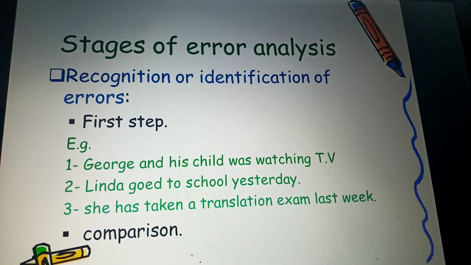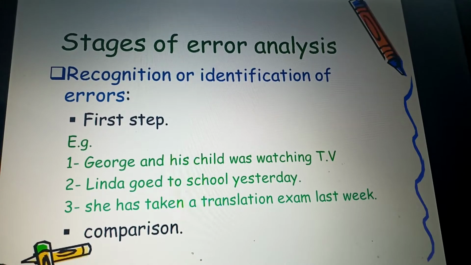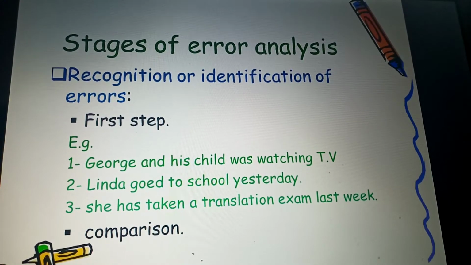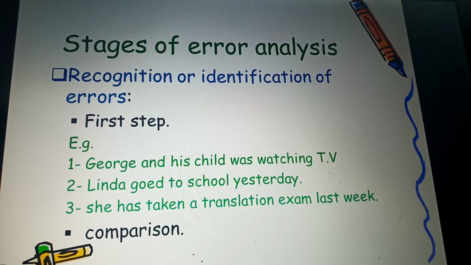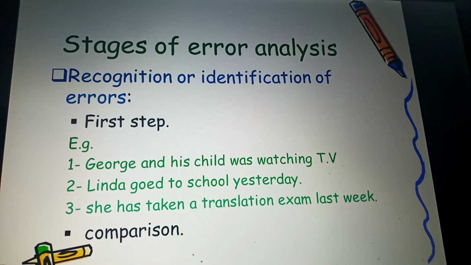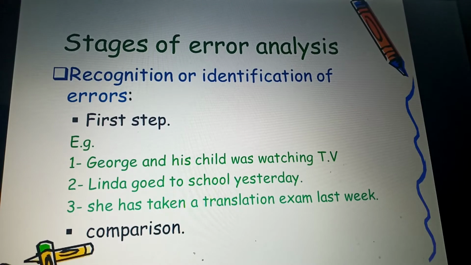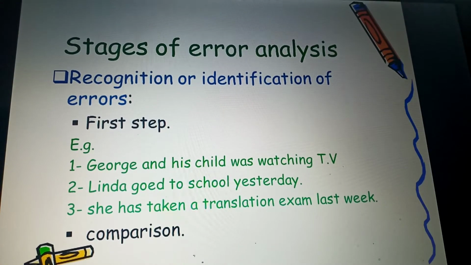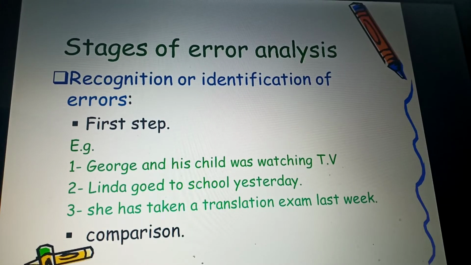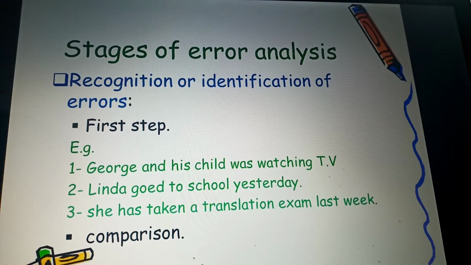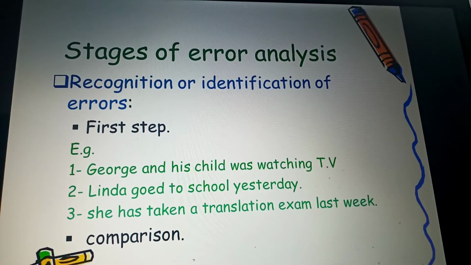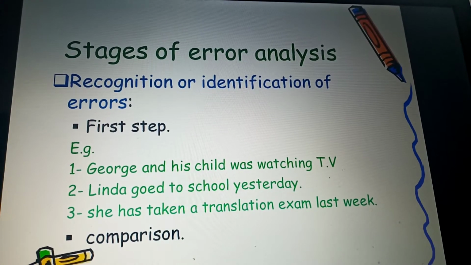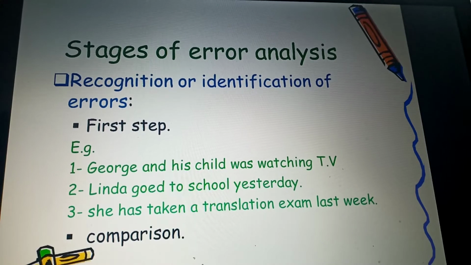Stages of error analysis. Recognition or identification of errors. First step, pay attention, look here. Example: George and his child was watching TV. As you see, there shouldn't be was. George and his child were watching TV. There should be were instead of was.